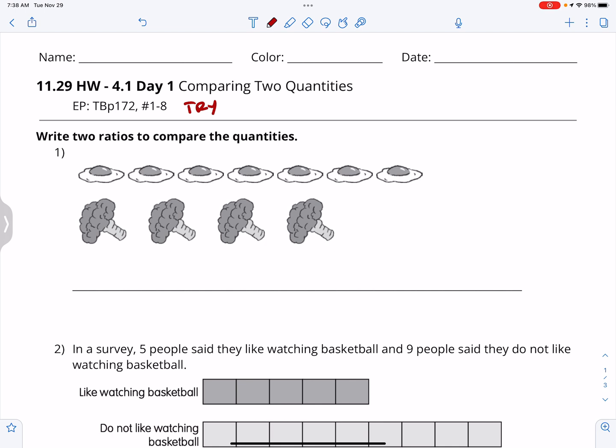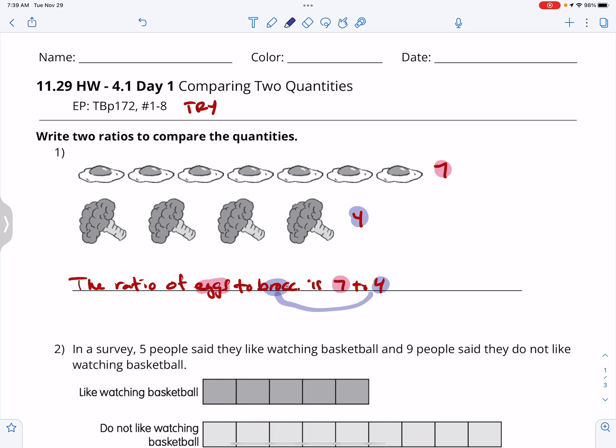So when we're comparing two ratios, we need to make sure we count the numbers. So here we have 7 eggs, 4 broccoli, and the order is important when we write these statements. So the ratio of eggs to broccoli is 7 to 4. Now I made sure that because I have eggs first, I put the number of eggs first, and then broccoli is second. So that order is really important, that you are comparing those quantities accurately there.